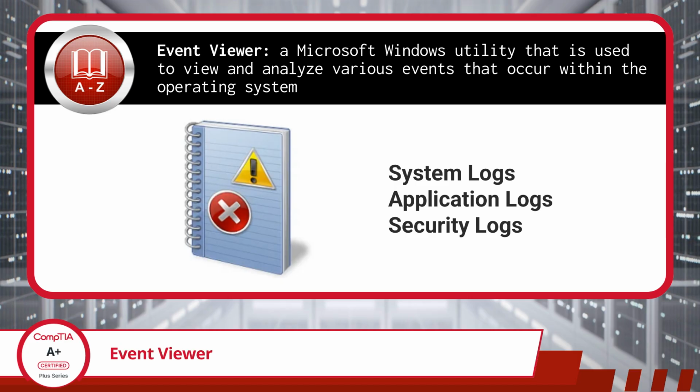The system log contains events related to the operating system itself, including hardware issues, driver problems, and service failures. The application log records events generated by installed programs, such as application errors or successful operations. The security log tracks security-related events, including login attempts, access to resources, and audit results.